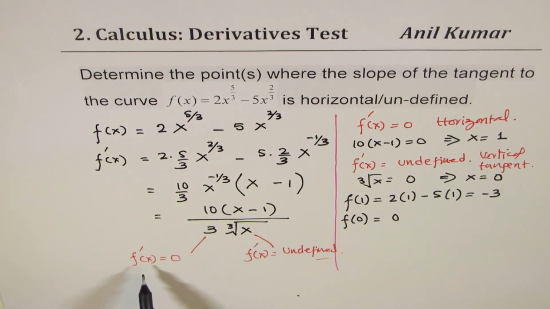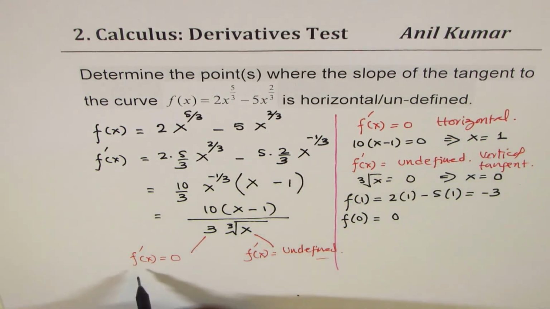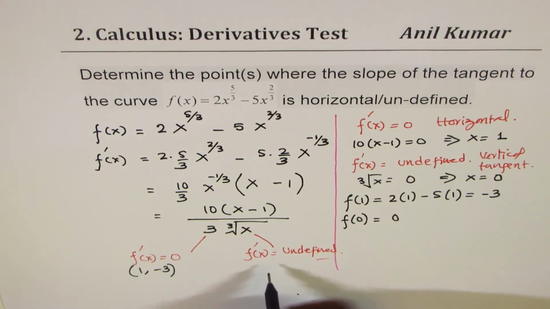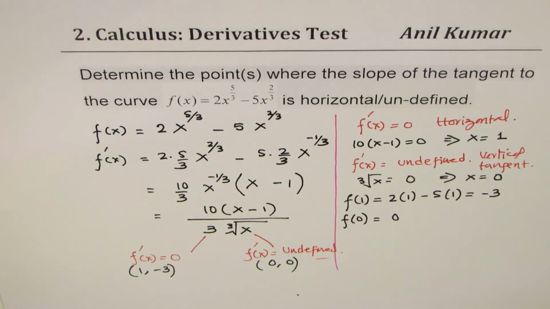It is 0, or horizontal, at x equals 1. So this point is 1 and minus 3. And the other point is the origin itself. So those are the points.